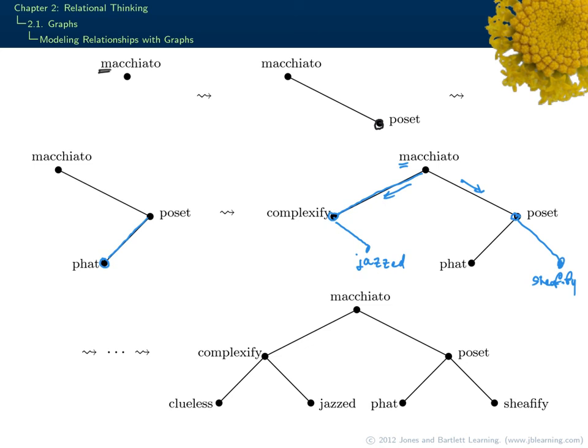And then the next and final word in our list is the word clueless. So again, we first compare to macchiato. It comes before macchiato, so we move to the left, down to the next comparison vertex, which would be complexify. Does clueless come before or after complexify? Well, it comes before complexify, so we move down and to the left, which forces us to form that new vertex and the new adjoining edge.